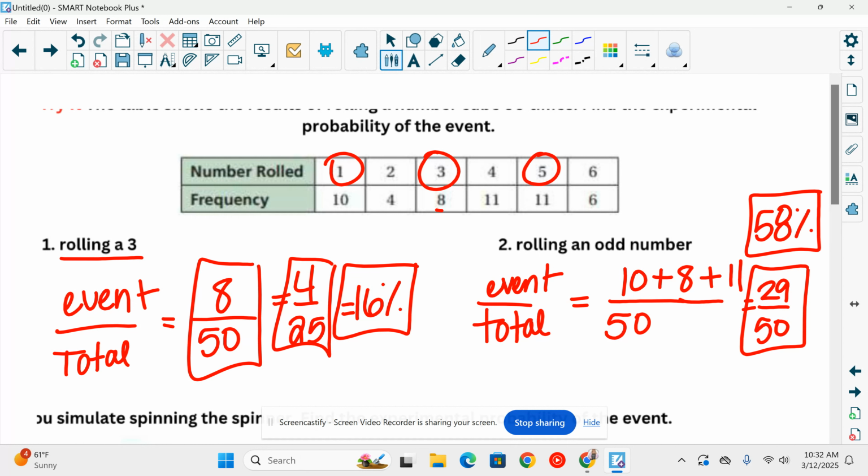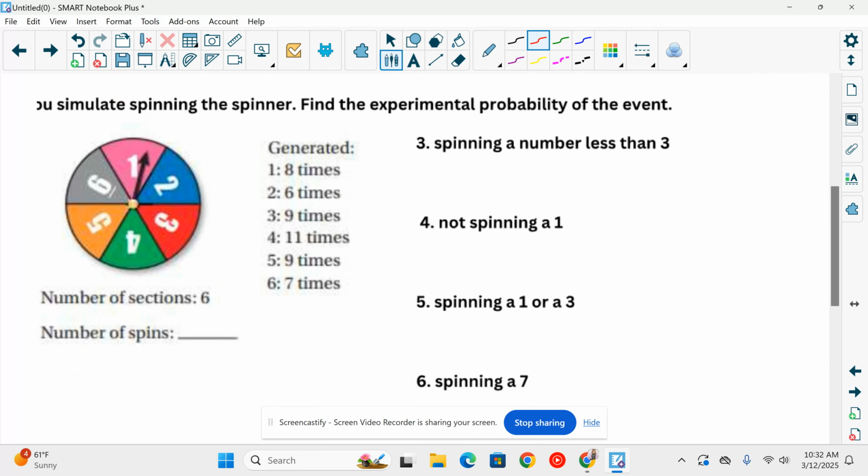Alright, this time we've got a spinner. We're spinning a spinner. First thing we need to know is how many times did we spin it? How can we figure that out? Just add up all the times that were spun. So add all these up: 8, 6, 9, 11, 9, 7. Add those up.